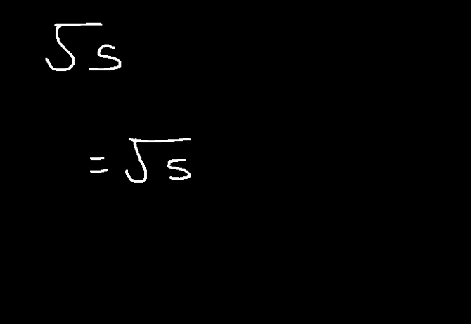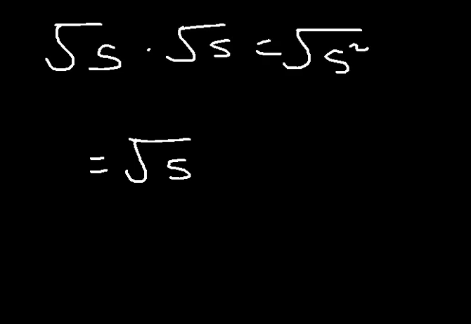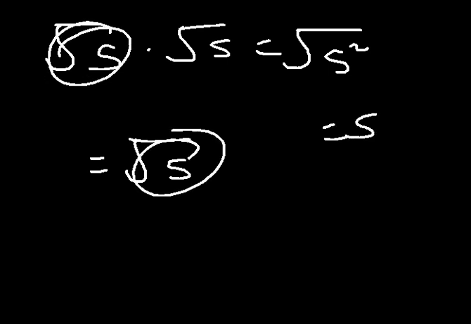What if we have the square root of 5? What is the conjugate of the square root of 5? The conjugate of the square root of 5 is the square root of 5, because if you multiply them, we have the square root of 5 times the square root of 5, which is the square root of 5 to the power 2, the same as 5. So the conjugate of the square root of 5 is the same as the square root of 5. Take note of that.